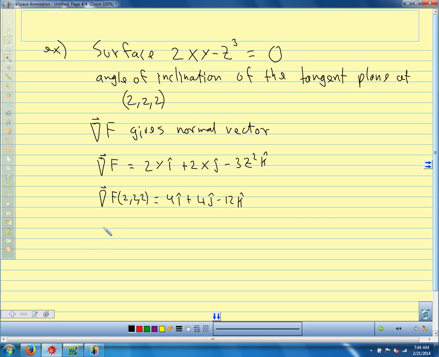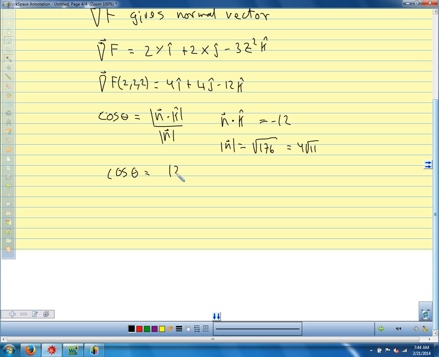So the cosine of our angle of inclination is the absolute value of n dot k hat over the magnitude of n. So n dot k hat is negative 12. Take the dot product, all I end up with is the z component. The magnitude of n is the square root of 16 plus 16 plus 144, the square root of 176, which simplifies to 4 square root of 11. So cosine theta is 12 over 4 square root of 11, or 3 over the square root of 11.